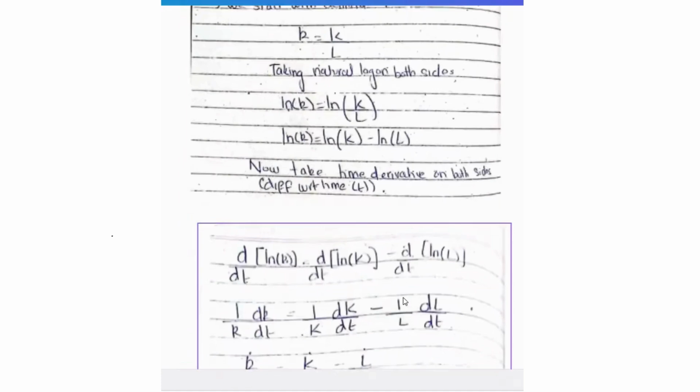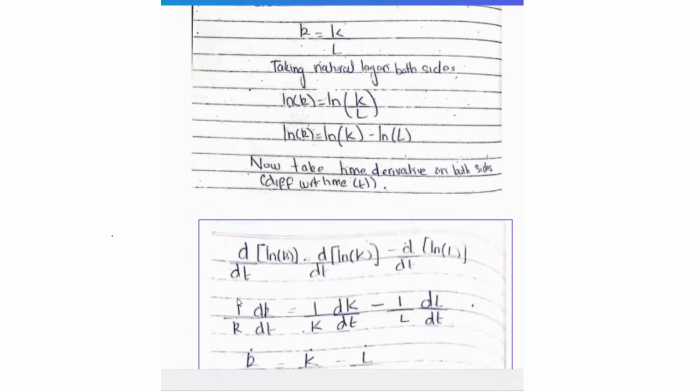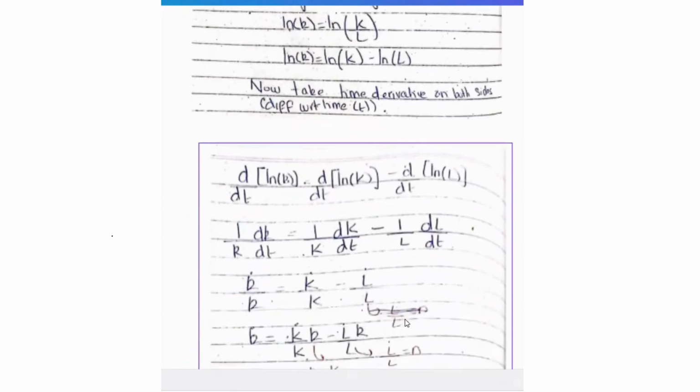Now we take time derivative on both sides. We differentiate both sides with respect to t. When I take the derivative of ln small k with respect to t, this is going to become 1 by small k times the derivative of k with respect to t, because first it's 1 by k, then the derivative of the inside with respect to t. Similarly here, it's going to become 1 by capital K, times the derivative of capital K with respect to t. Similarly, over here, it's going to be 1 by L times the derivative of L with respect to t.